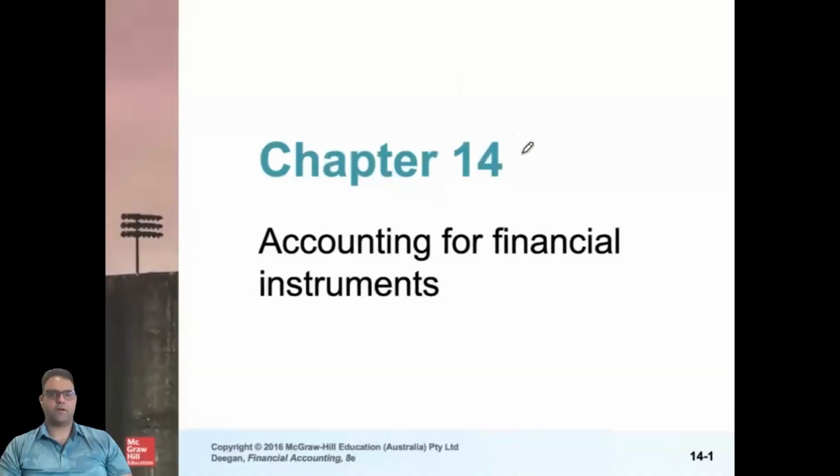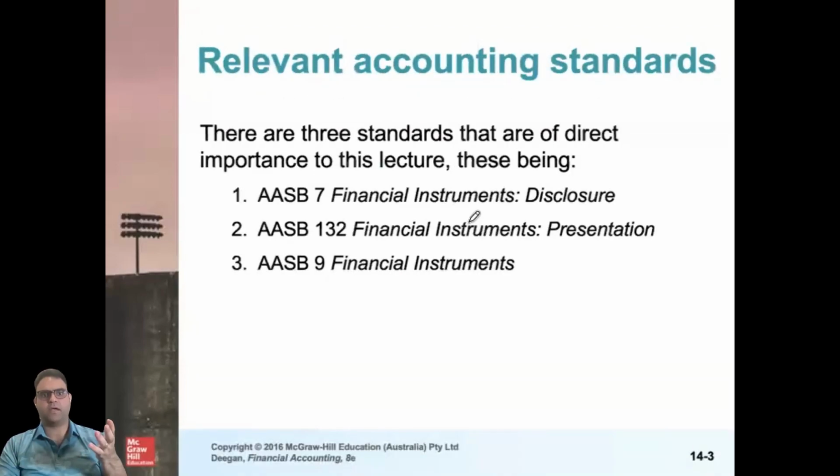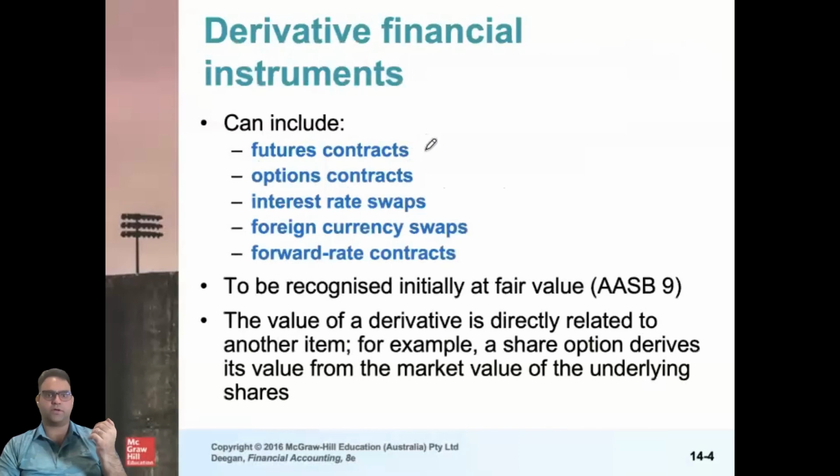Hi, everyone, and welcome to part B of chapter number 14, which is accounting for financial instruments. In this chapter, what we try to understand is what derivatives are. What are the different types of derivatives? Like futures contracts, options, interest rate swaps, or the swap of a loan, then foreign currency swaps.